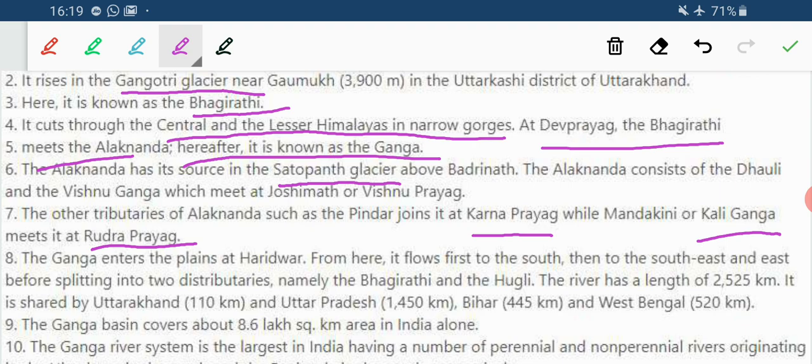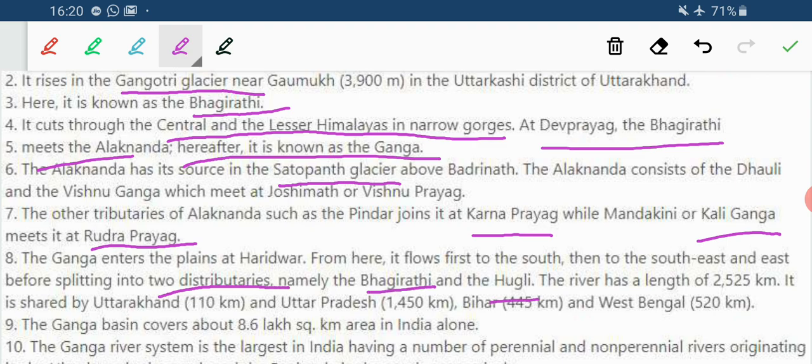Now Ganga enters the plains at Haridwar, and from here it flows first to south, then to southeast and east before splitting into tributaries. In this way it is moving, or its basin is there, and when it moves to east it splits up into two distributaries, namely Bhagirathi and Hooghly.